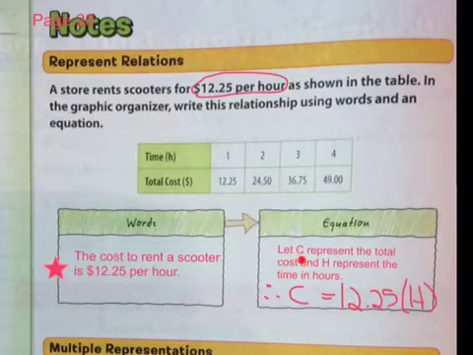So then let C represent the total cost, as you can see here, and H represent the time in hours. So, therefore, our total cost will equal $12.25 times the amount of hours. If I replace the hour with the number 4, my total cost will be $49. If I replace it with the 2, my total cost will be $24.50. And there's our equation. Go ahead and write that down.